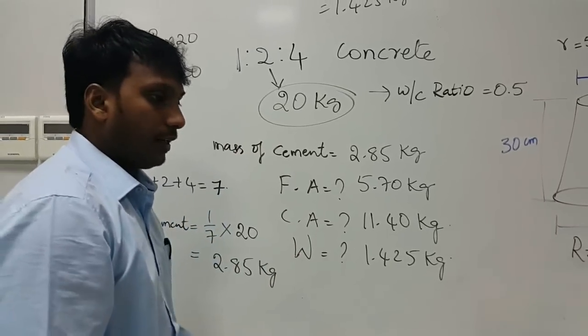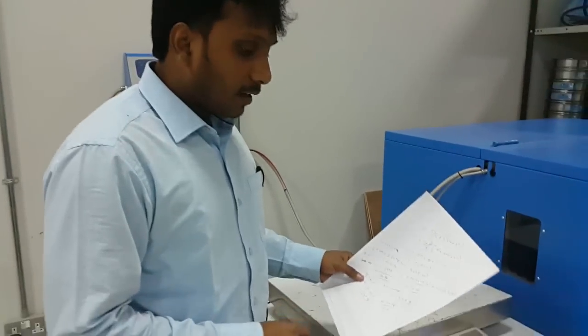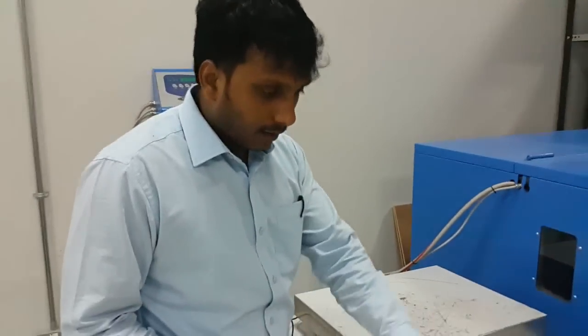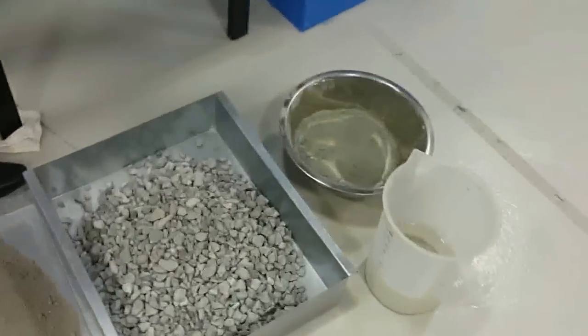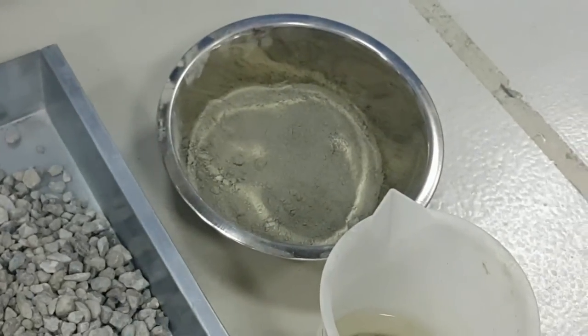I will show it to you in the lab. From the calculations, we will take cement, fine aggregate, coarse aggregate and water. The weight of cement is 2.85. It is already measured.